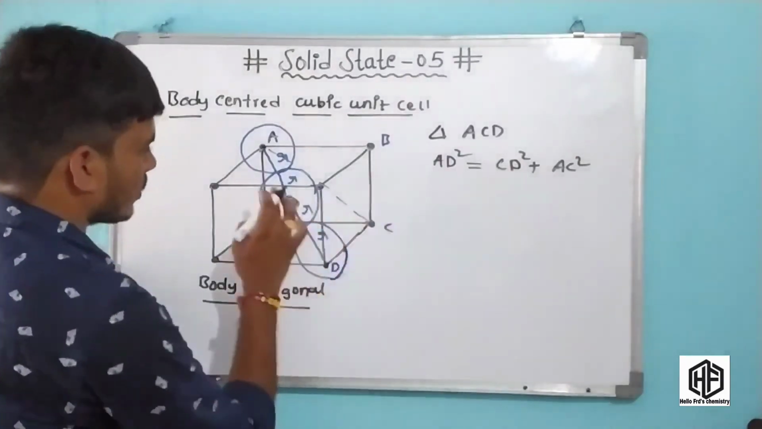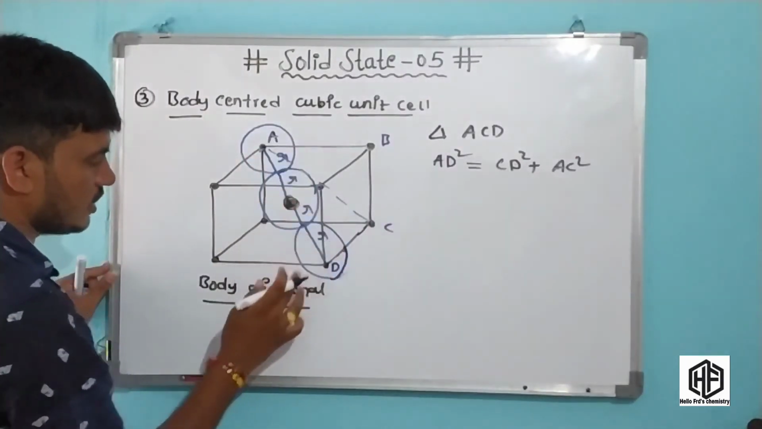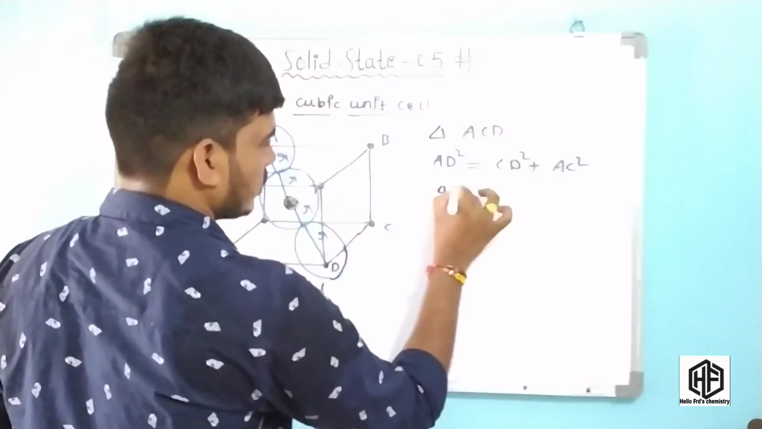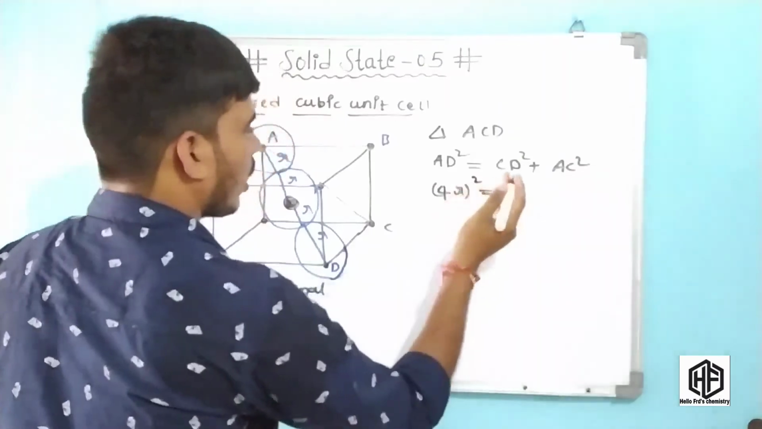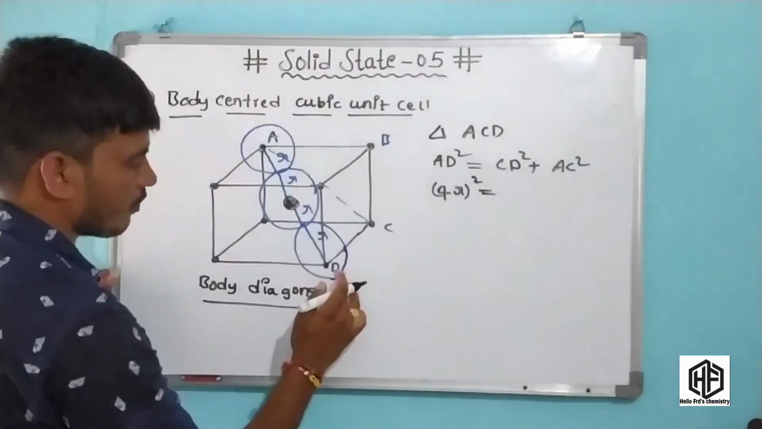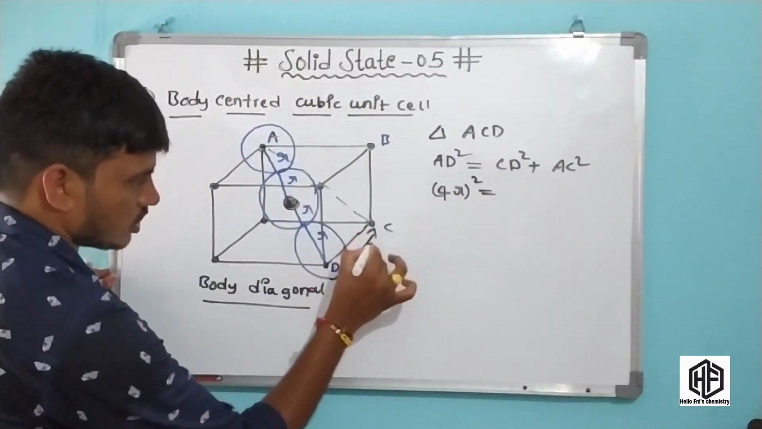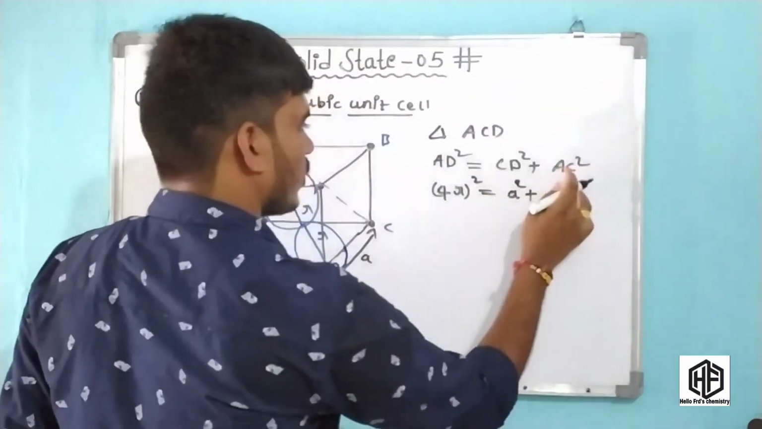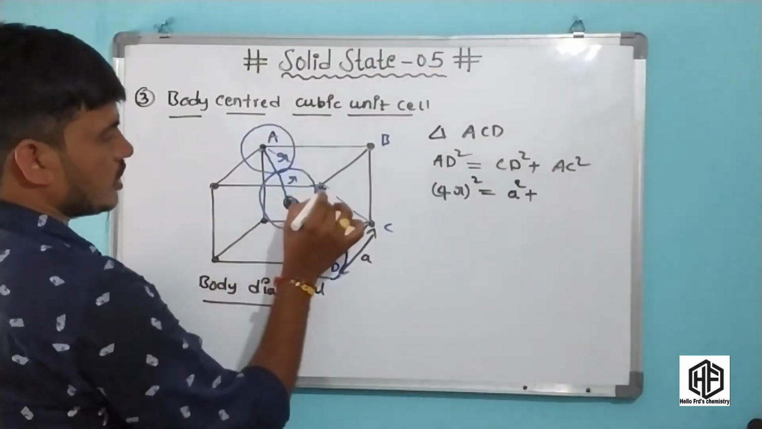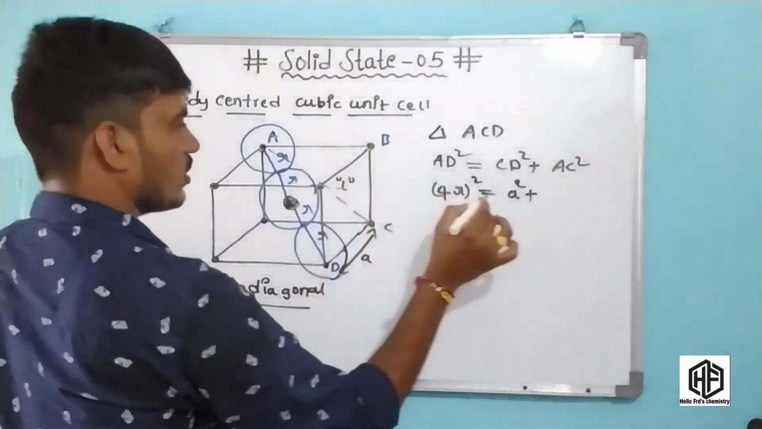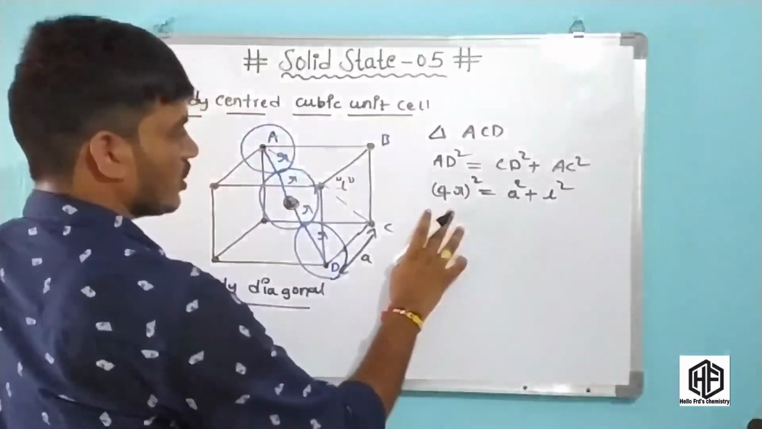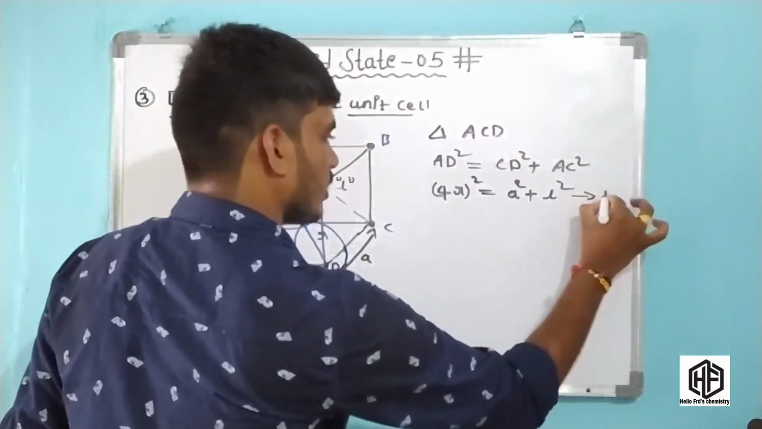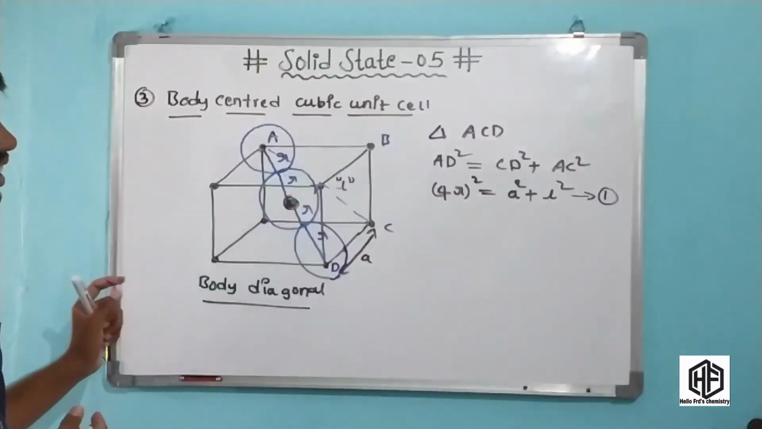Now what is AD, friends? AD is r plus 2r plus r, which is the body diagonal, so AD square is 4r whole square. What is CD? CD is the face diagonal, represented as a square root 2. What is AC square? AC is the edge length, the L square. So 4r whole square is equal to A square plus L square. This is equation 1.